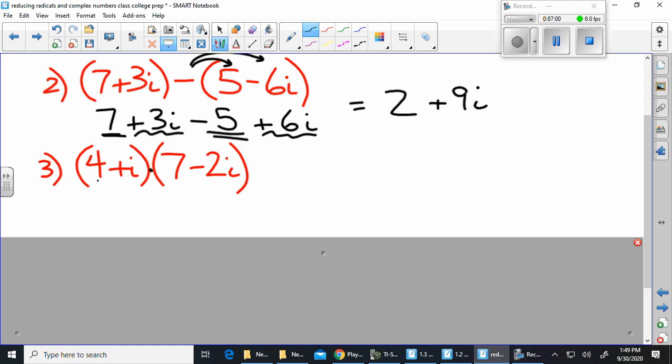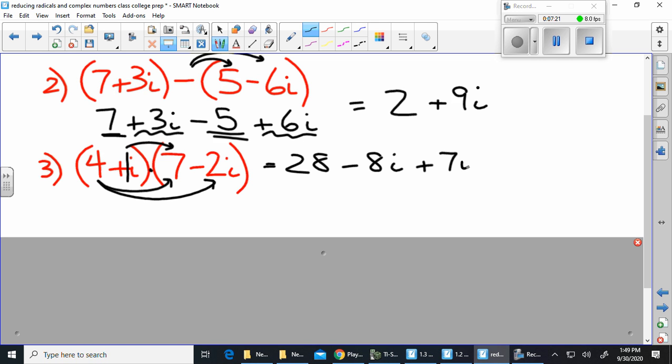You distribute 4 times 7, 28. 4 times a negative 2i, just like an x. 4 times negative 2, the i stays. Think of i as 1i. 1i times 7, 1 times 7 is 7, the i stays. 1 times a negative 2 is a negative 2.